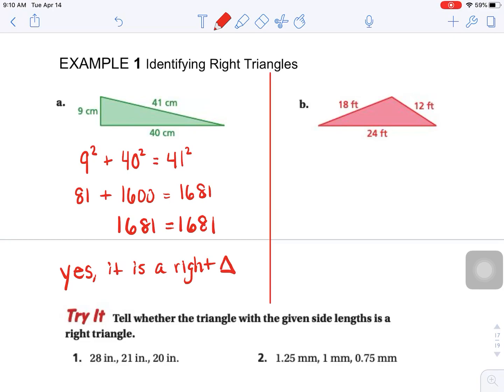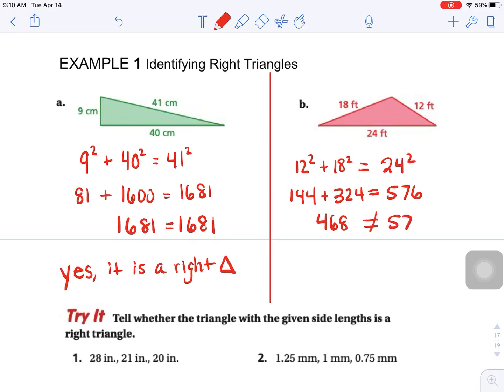All right, same idea for B, right? My smaller sides here are 12 and 18. My longest side is 24, so I evaluate. 324 and 144 would add up to 468, which does not equal 576. So this is not a right triangle.